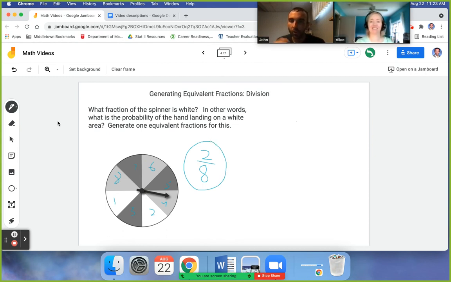And if I wanted to generate an equivalent fraction for it, what I could do is look at these numbers and, oh, wow, they're both even. So I could divide these each by 2. And that gives me an equivalent fraction of 1 out of 4.